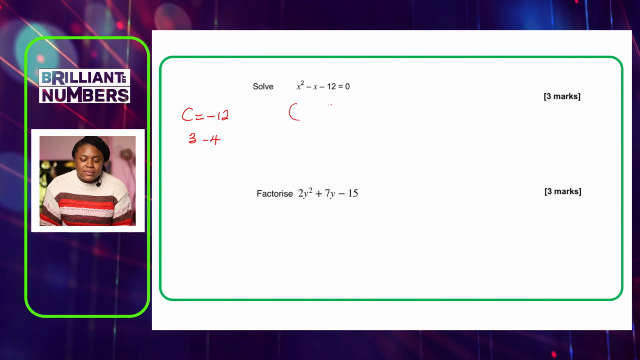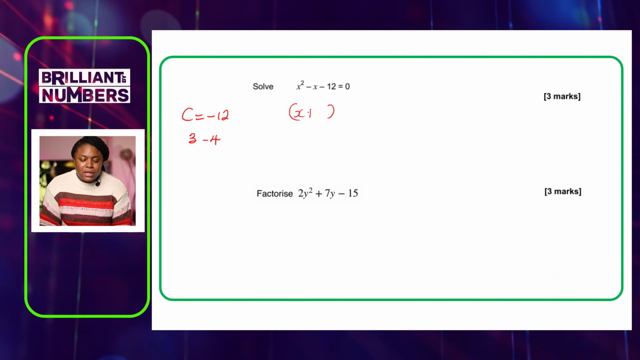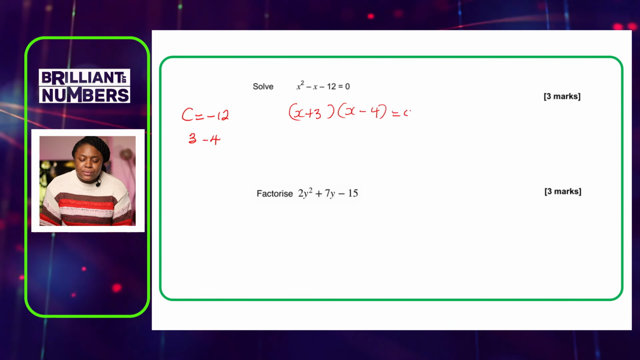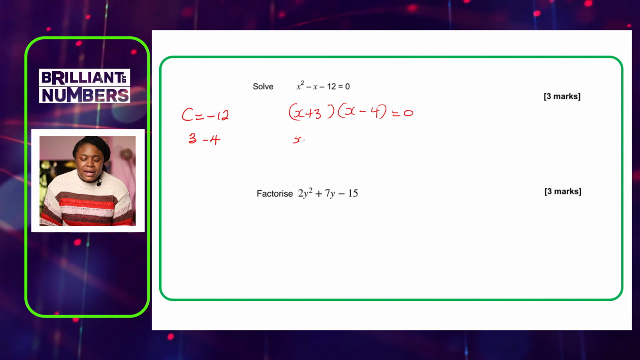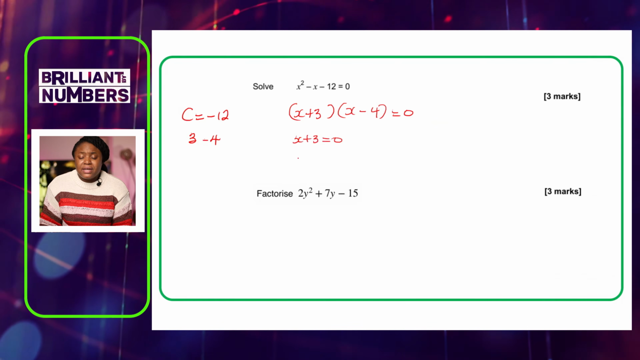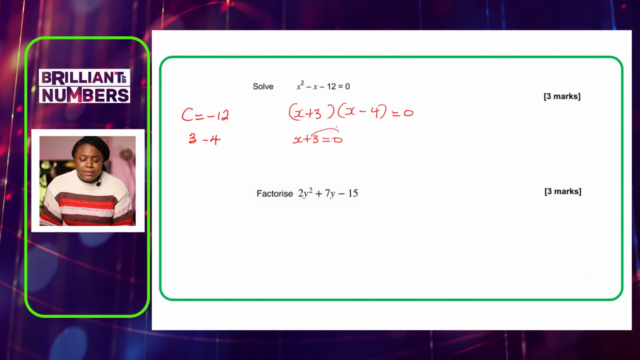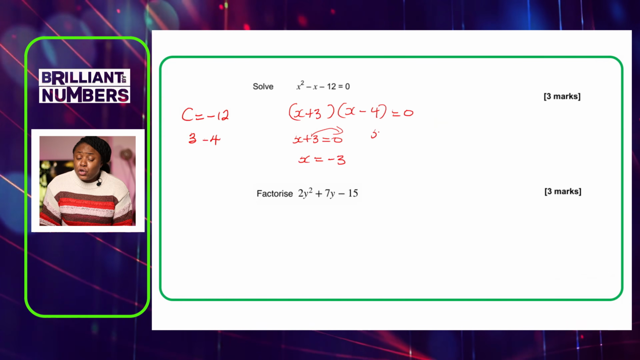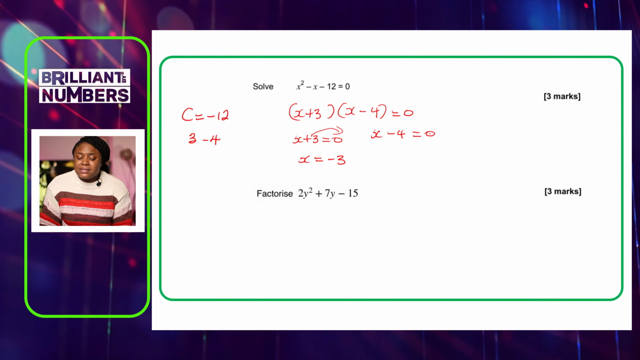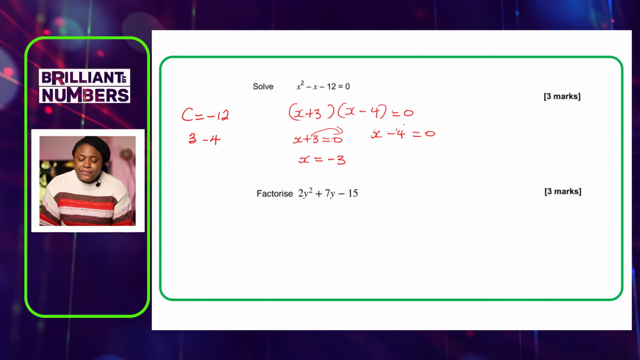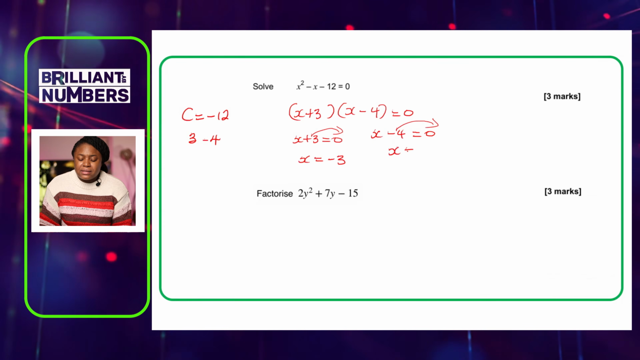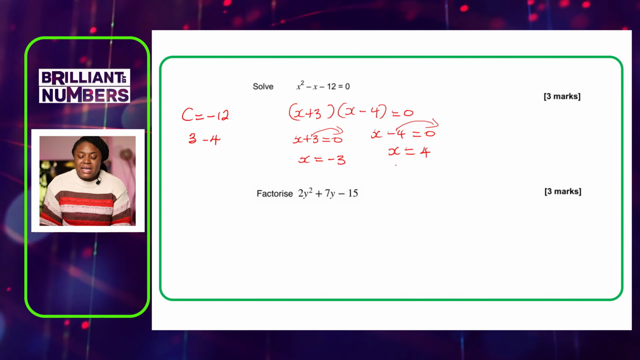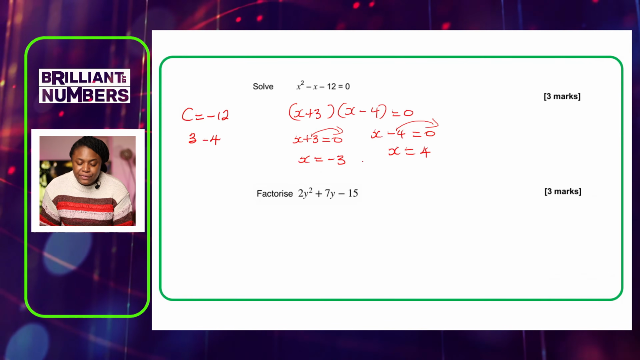So my two brackets will then be x plus 3 and x minus 4 equal to 0. So therefore, we're saying that this bracket could be equal to 0. If that's so, then by simplifying, we get that x would be minus 3. And it could also be the second bracket that's equal to 0. So by adding 4, we will now have that x is equal to positive 4. So the two solutions are x equals minus 3 and x equals positive 4.